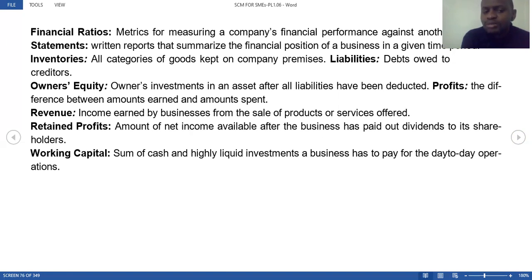They are the ones who make critical decisions of the day-to-day running of the business. Preferred shareholders are also very critical because they buy shares of the company. And once you buy shares of the company, you are also part of that company in profits and in losses. Working capital. This is the sum of cash and highly liquid investment a business has to pay for the day-to-day operations. So we have businesses that have to survive as a result of the working capital. So working capital helps you to be able to operationalize your business on a day-to-day basis.